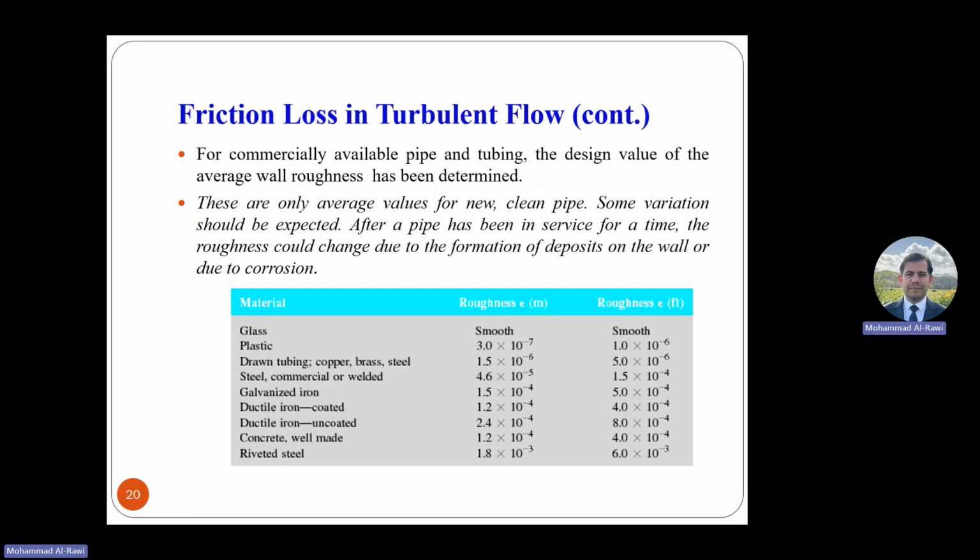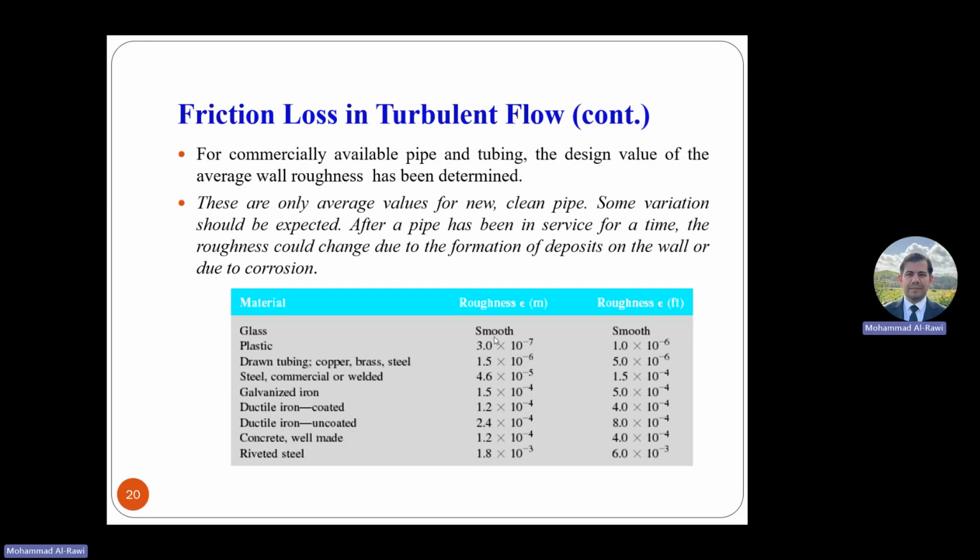So here, from the textbook, and I'll show you the textbook and other places where you use it, depends on how they assume things. Friction loss in turbulent flow. For commercially available pipe and tubing, the design value of the average wall roughness has been determined. These are only average values of new clean pipe. Some variation should be expected. I put a line. These are for clean pipes, not second-hand pipes, because over time the rust will build up in the pipes and they will cause more energy loss in the system than before. After a pipe has been in service for a time, the roughness could change due to the formation of deposits on the wall or due to corrosion.